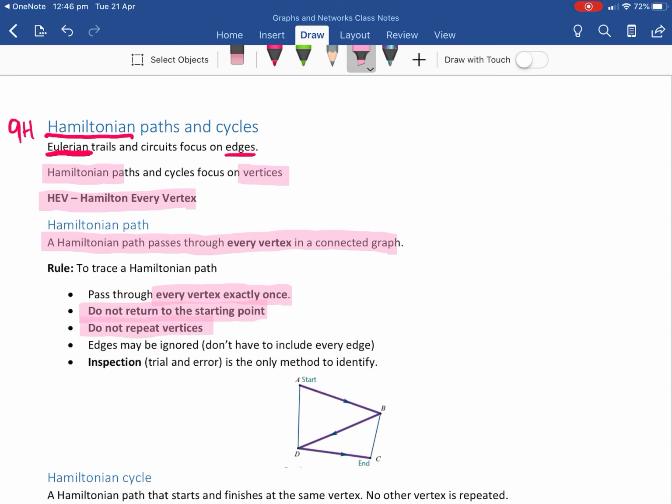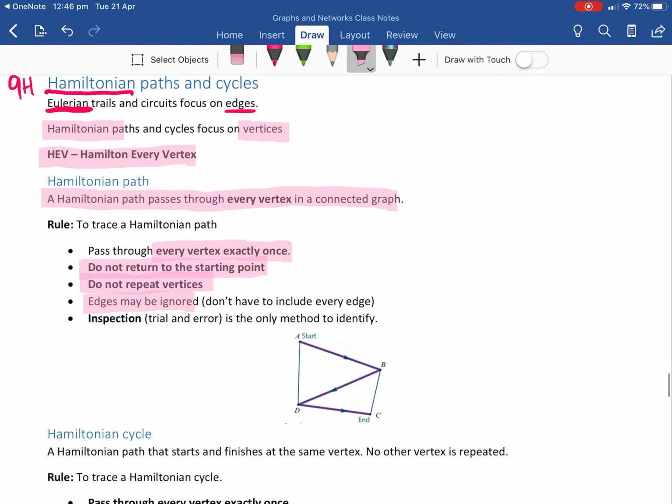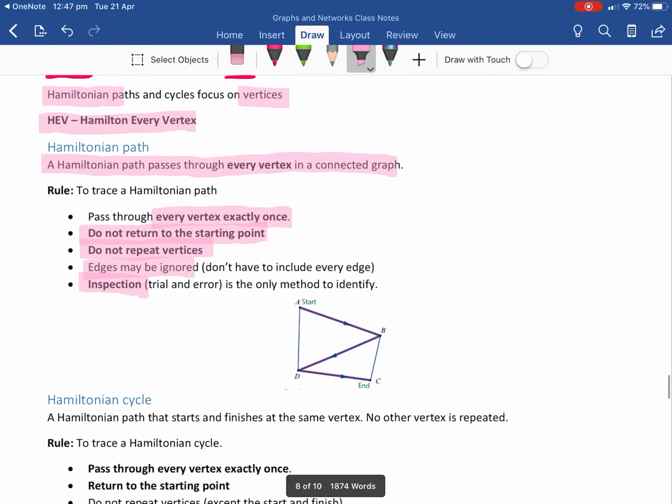The other one, do not repeat vertices. Very important. Like the other one, we didn't repeat edges; this one, we do not repeat vertices. Edges may be ignored, so you don't have to go through every edge in a Hamilton path. That's fine. Now, inspection, unfortunately, the only thing really to tell whether something's a Hamiltonian path is just by looking, trial and error, having a go. It's the only method to identify.